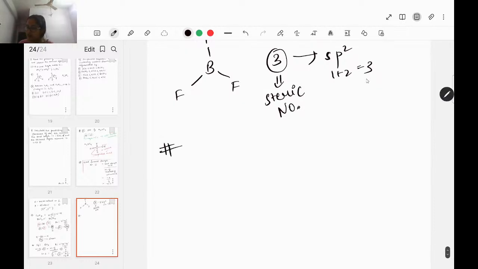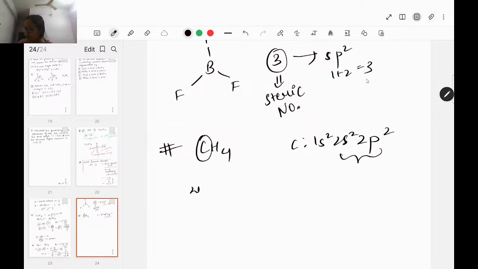Okay. Now another example is an sp3 hybridized molecule, which is CH4. How will we find out this is sp3 hybridized? First we need to identify the central atom. Over here the central atom is carbon. Carbon is 1s2, 2s2, 2p2, right? So there are 4 valence electrons in carbon. So the number of valence electrons is 4 plus the number of monovalent atoms, which is 4, equal to 8. The total divided by 2 is 4.